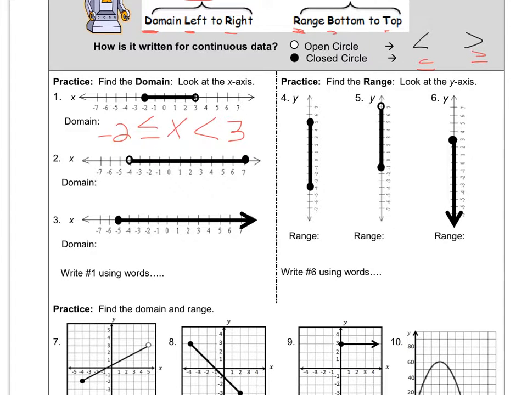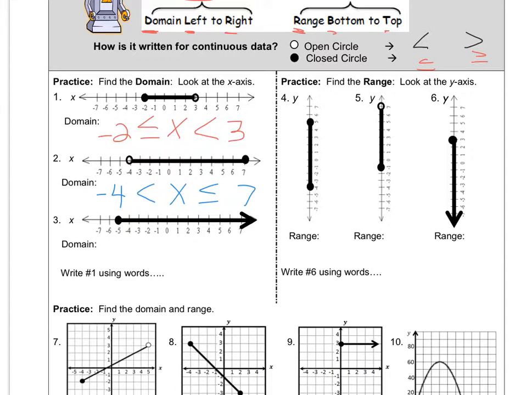Okay, number 2, I want you to do this one on your own. So you're going to find your left and right values and decide open circle, closed circle. So pause your video, do number 2, and then check back for the answer. Okay, that was very straightforward. You should have gotten it fine as long as you can remember open circle, closed circle.